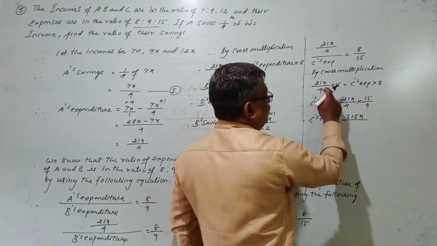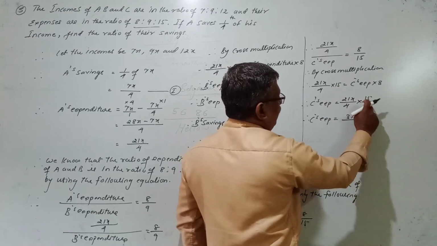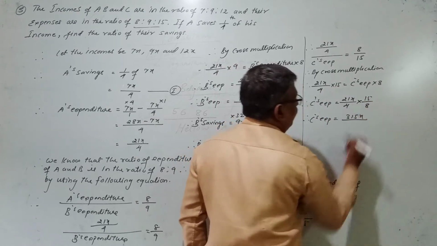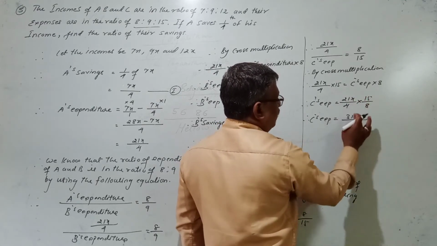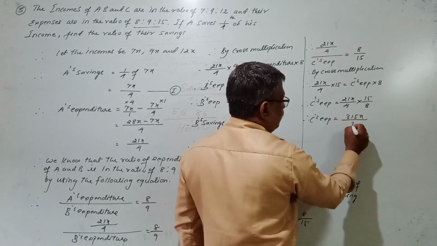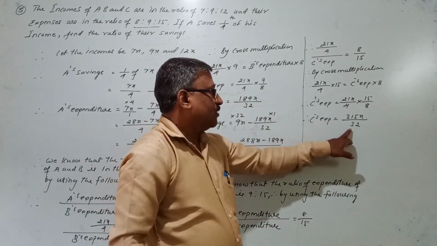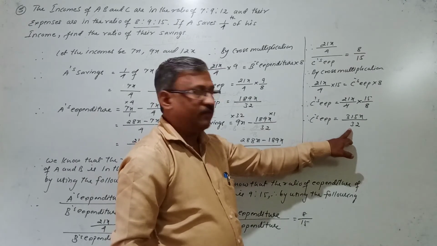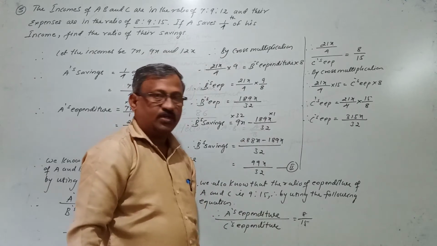So C's expenditure is equal to, this remains as it is, 21x divided by 4 into 15, and here you have to multiply by 8. So multiply now. 15 into 21x will get 315x divided by 8 into 4, which is 32. Now it is correct. So C's expenditure comes to 315x divided by 32.